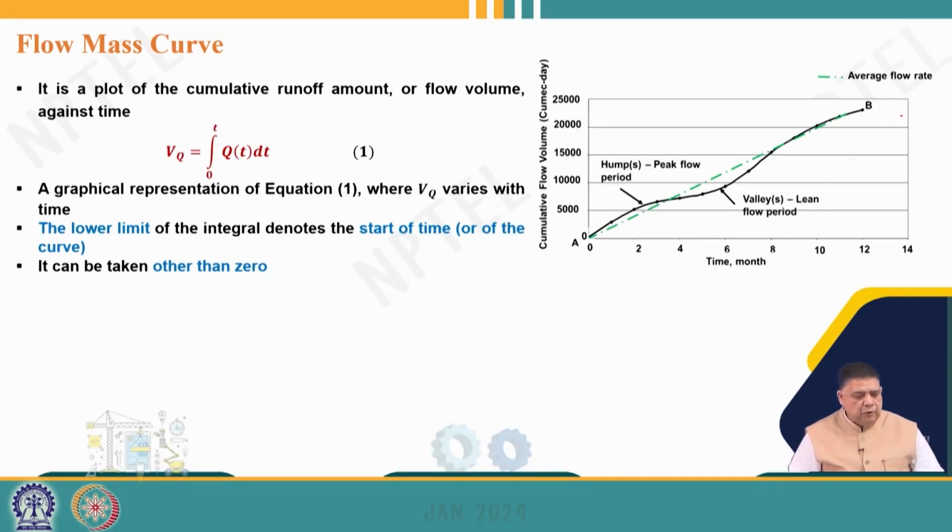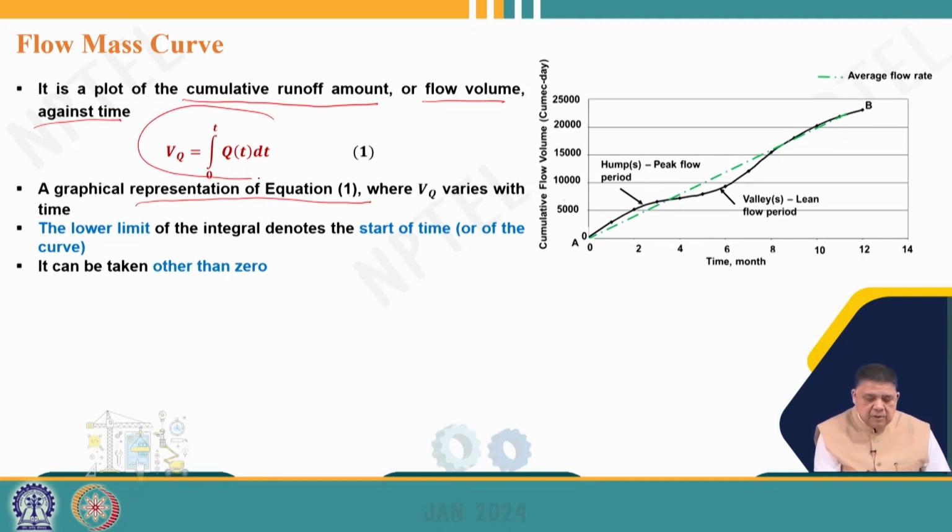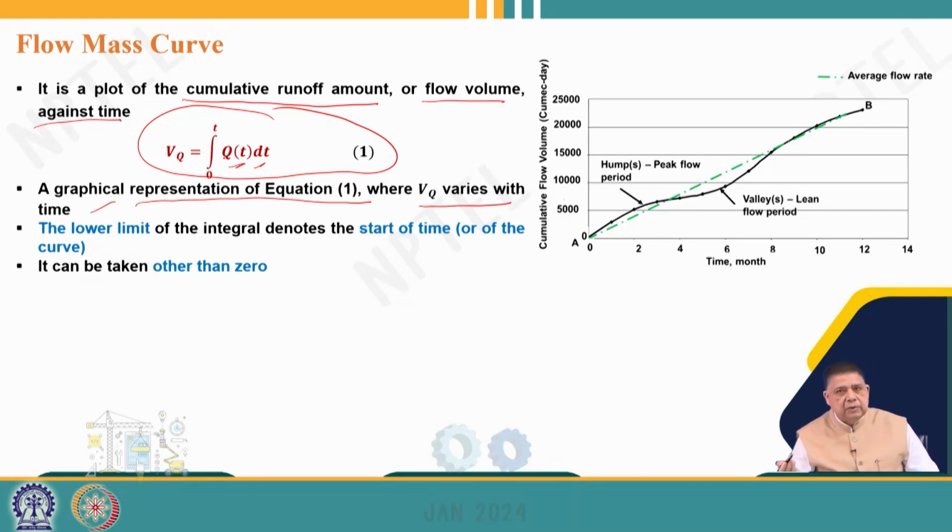Now, let us come to the flow mass curve, which is a plot of cumulative runoff amount or flow volume against time. So, basically it is a graphical representation of equation 1. This is the equation, which is nothing but the integral of Q(t) over time, where V varies with time. Q is nothing but the stream flow, and we saw different ways of determining or measuring stream flow. So, if we know stream flow values and then we integrate that, we will get the cumulative runoff amount or cumulative flow volume. And the lower limit of this integral denotes the start of the time or of the curve.